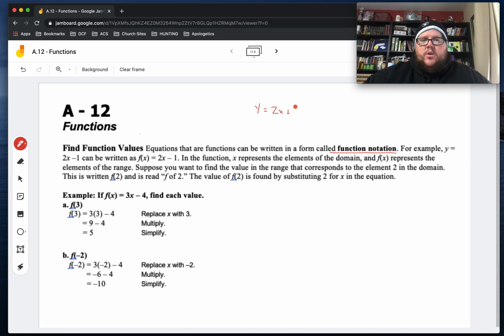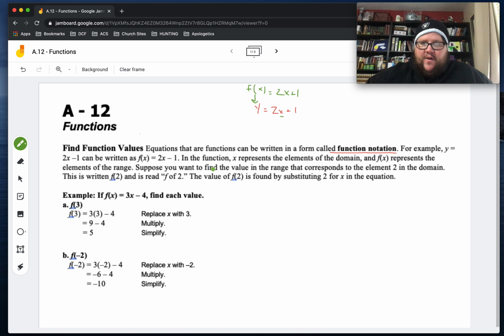2x plus 1. So, what we're going to do now is recognize that y can be written as a function, and we can label it anything, f, g, well, we wouldn't use x because usually our variable is x, but we would say f of whatever the variable is. So the variable is x. So f of x equals 2x plus 1.